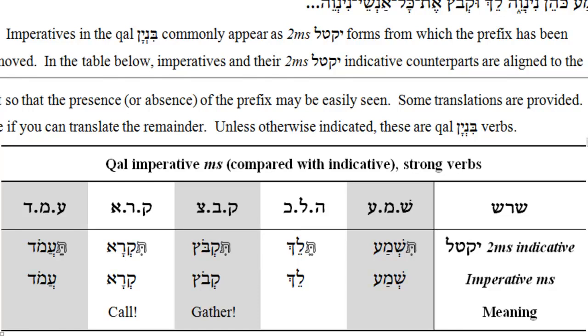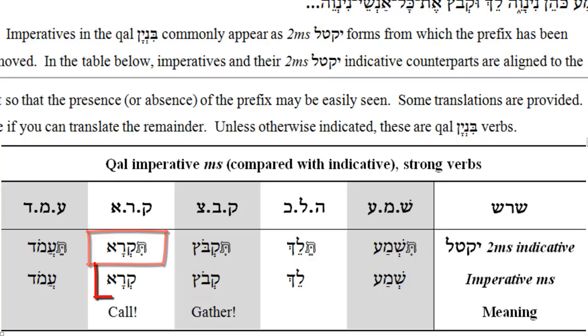As we move one column to the left, the column with the shoresh heading halach, notice that to say you will go, masculine singular, it's expressed telech, but to convert that into a command, go, it's expressed lech. Once again, the prefix, in this case tav tsere, is omitted in order to form the command. Tikbots becomes kavots.